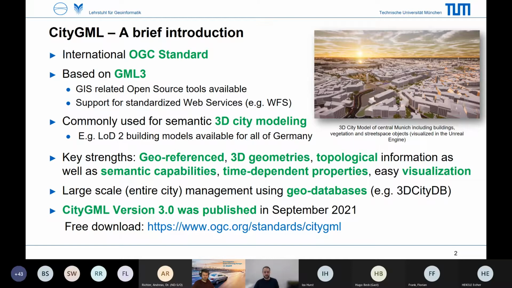So CityGML is generally able to handle large-scale models, for example, entire city models. And this can be managed, for example, using geodatabases, for example, the open source 3D City Database, which is able to do spatial queries or semantic queries on the data. And CityGML version 3.0 was just published last year in September. And following the link on the slide, you can find the standard document, which is available on the OGC website.